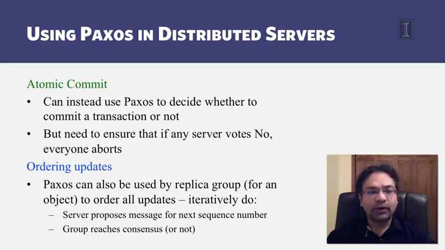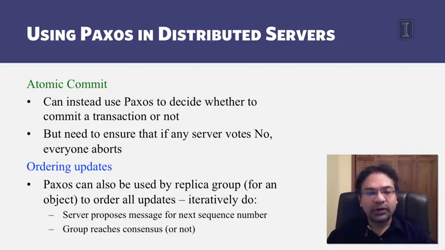Paxos can also be used for ordering updates that are being received by a replica group. So when a replica group receives multiple updates from multiple clients, you need to make sure that all the replicas receive the updates in the same order. This is again because of replicated state machines. You want to make sure that all the replicas have the same series of states that they transition through and the same series of outputs.